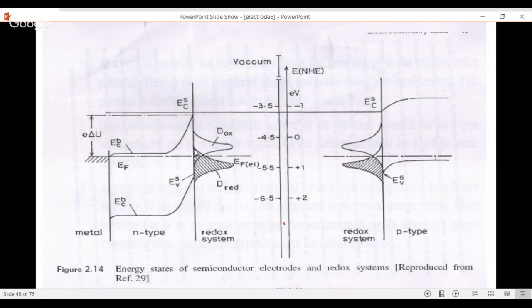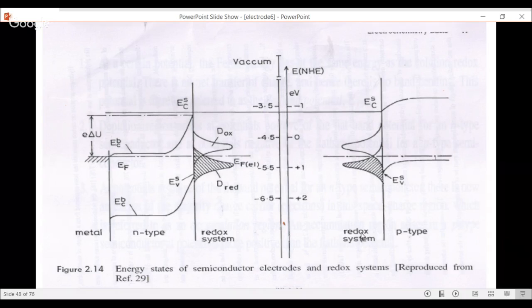Let us assume that I have many species in solution which will undergo reduction. The electron will go from the semiconductor to the solution-side ions. Therefore, reduction will take place. In the same way, if the electrons were coming from the solution side to the electrode, then oxidation will take place. So this is the picture of the metal, semiconductor, electrolyte system.